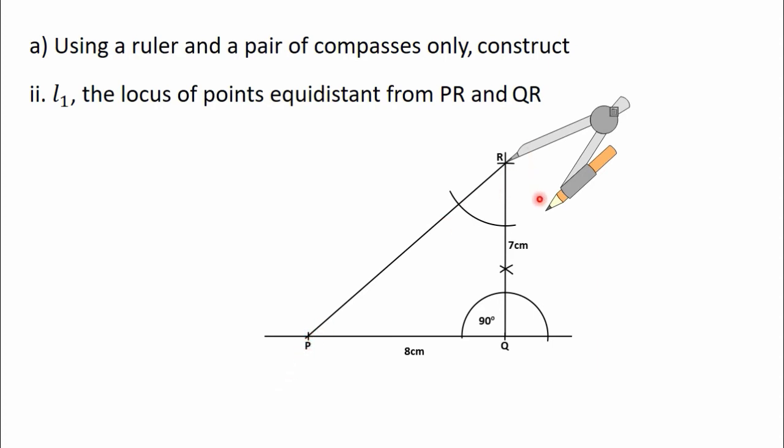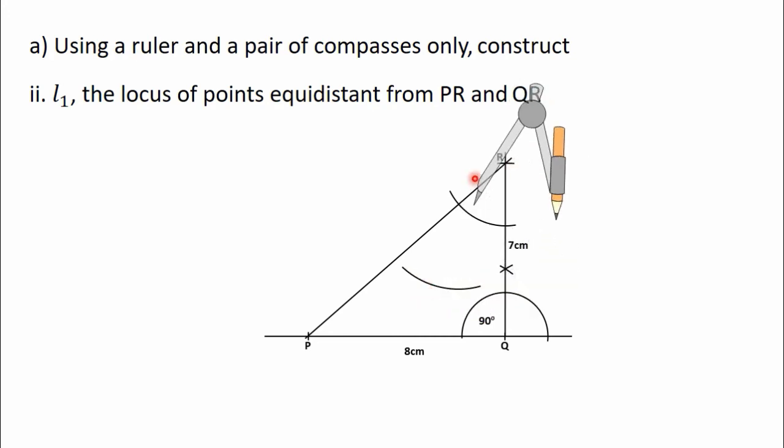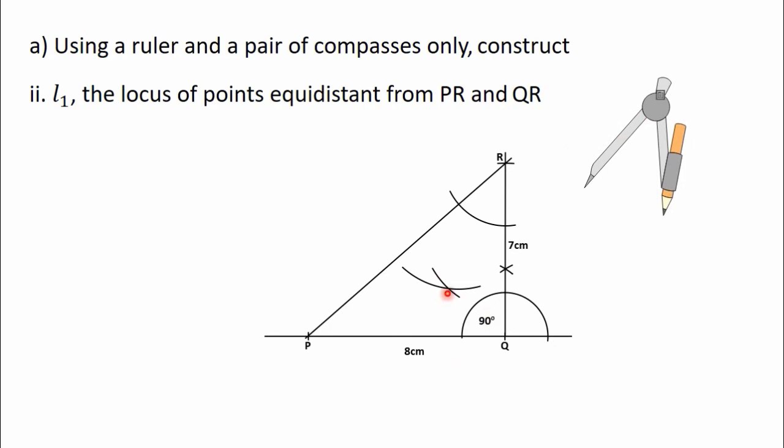After that, you move the needle of the compass to this point. That is the point of intersection of the arc and the line PR. Then you adjust the compass a little bit, you turn it, and you construct an arc. After that, with the same radius, you move the needle of the compass to this point. That is the point of intersection of the arc and the line QR. Then you turn the compass and you construct another arc to intersect the first arc that you constructed. You can see that the two arcs intersect at this point.